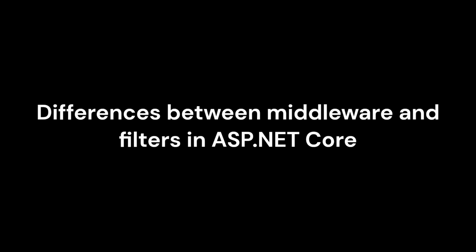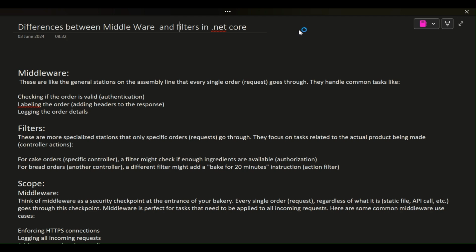Imagine a bakery with an assembly line for processing orders, or requests. Middleware are like the general stations on the assembly line that every single order, or request, goes through. They handle common tasks like checking if the order is valid, authentication, labeling the order, adding headers to the response, logging the order details.